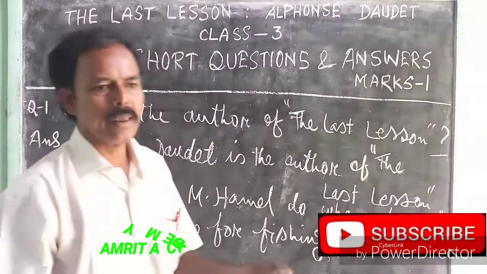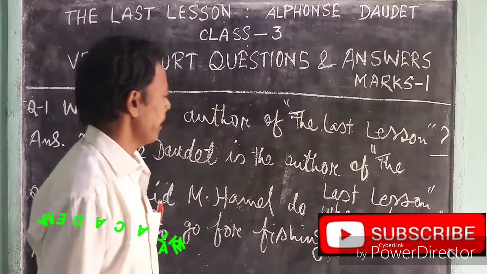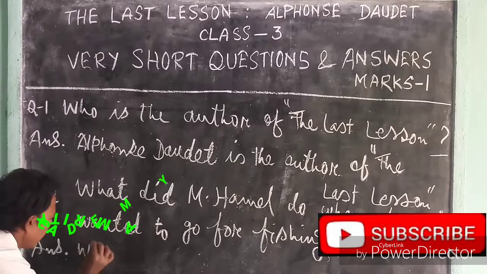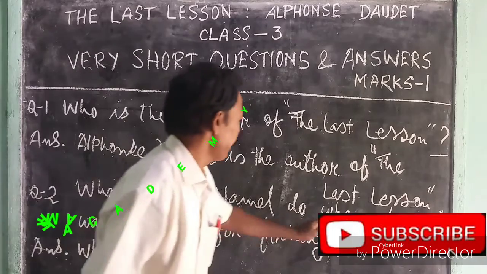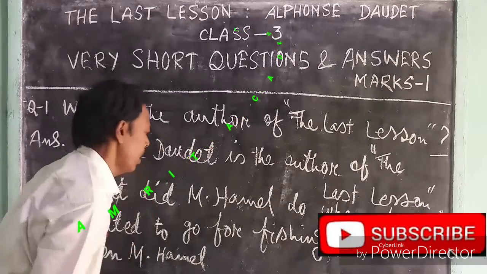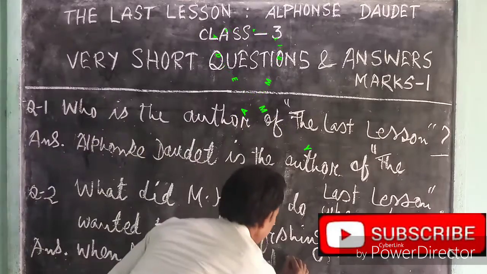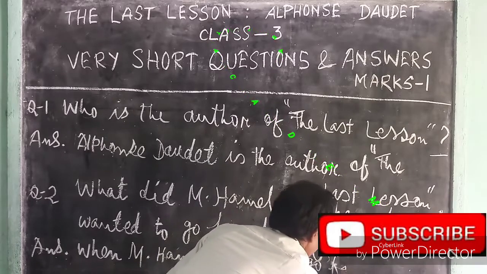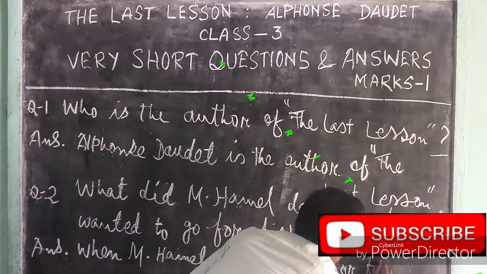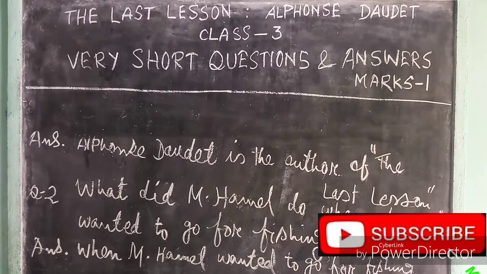In this answer, the question has 2 parts distinctly. First part, what did he do? Second part, the complex pattern, when he wanted to go for fishing. We may bring the second part to the beginning. When M. Hamel, in place of he, we bring M. Hamel, wanted to go for fishing. This would reflect the subordinate clause.